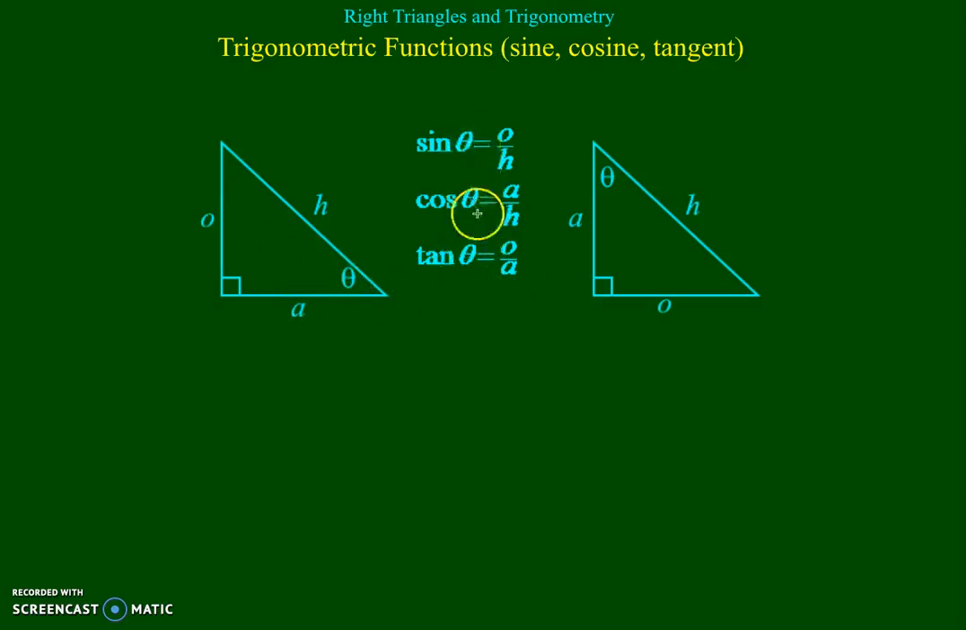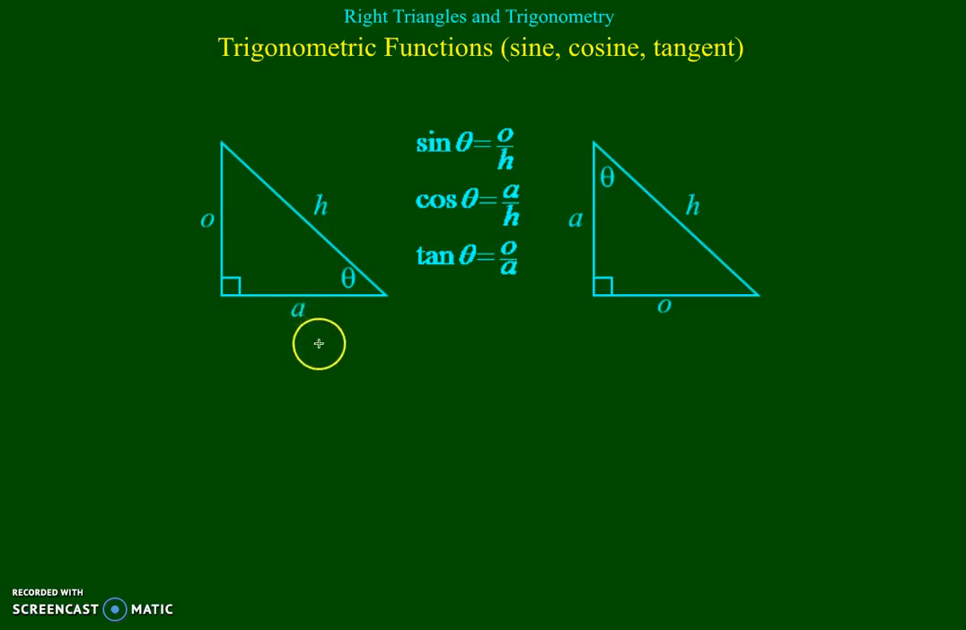Now, with the combination of these three, given an angle and any one of the three sides, you would have enough information to find the remaining angles and sides of a right triangle. And we're going to go through many examples to show you how that's done.